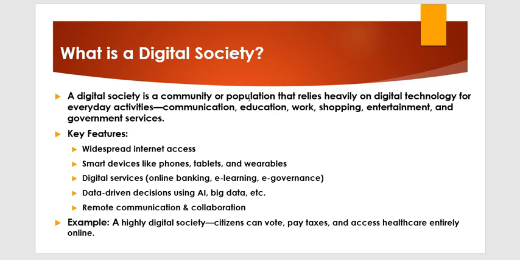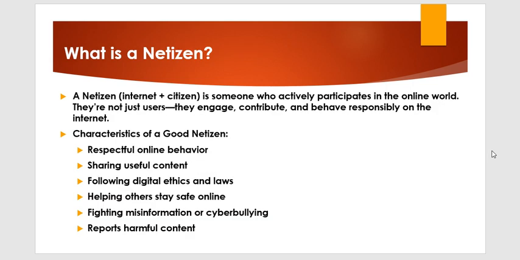Being a member of a digital society, we need to learn about certain etiquette, certain guidelines which need to be followed for being a responsible member of a digital society. A citizen of a digital society is known as a netizen, which is a combination of two words, internet and citizen. So a netizen is someone who actively participates in the online world for routine activities. They are not just users. They engage, contribute, and behave responsibly. This is the thing which needs to be taken care of: contribute and behave responsibly on the internet.